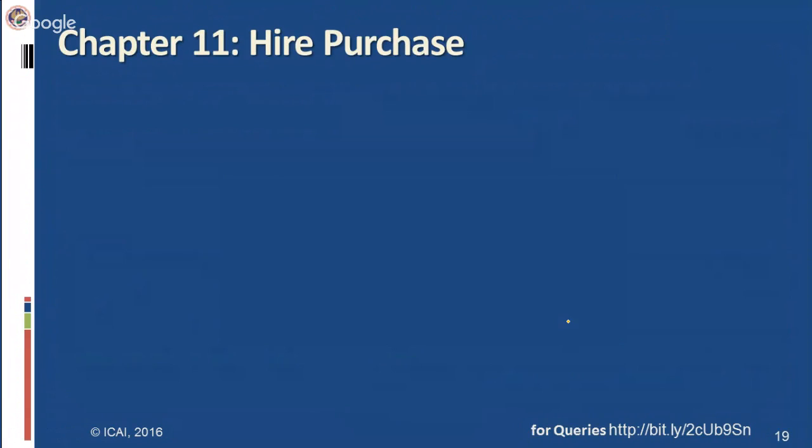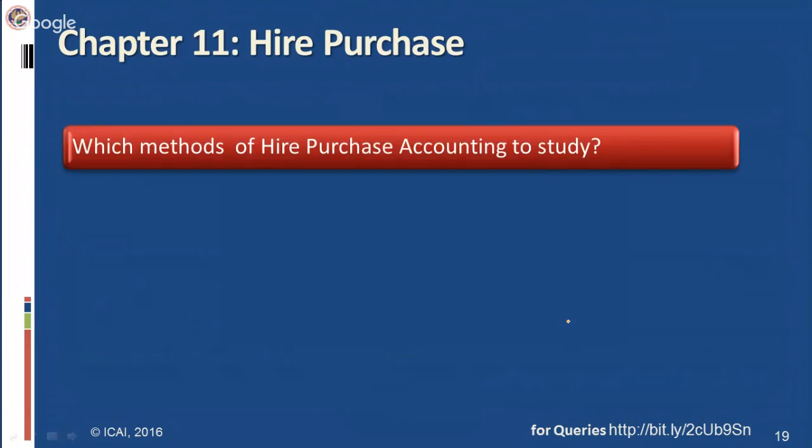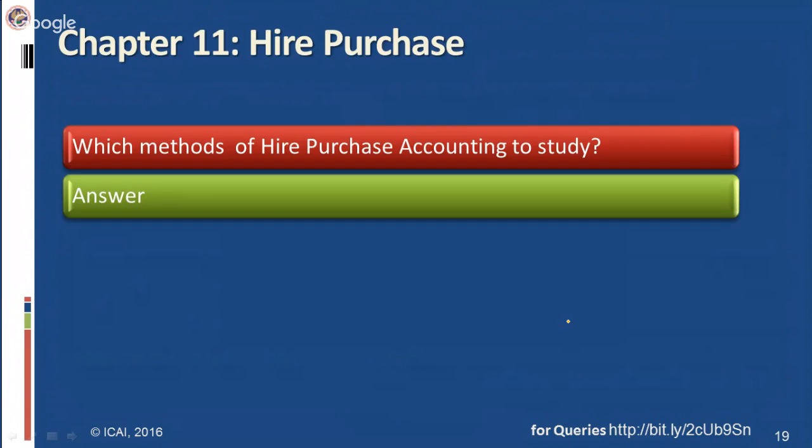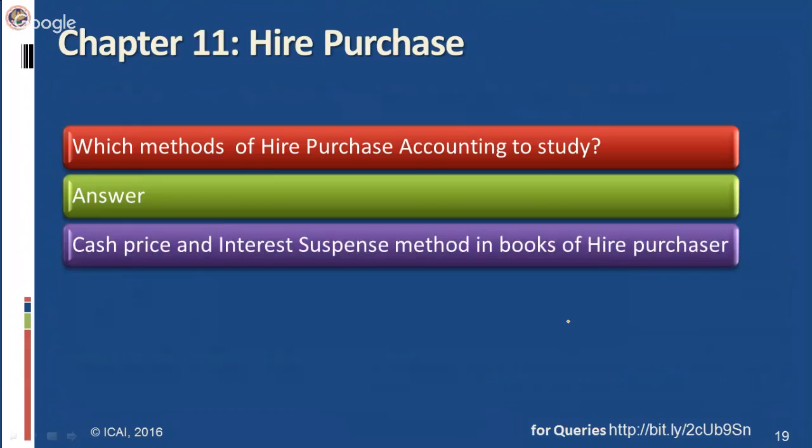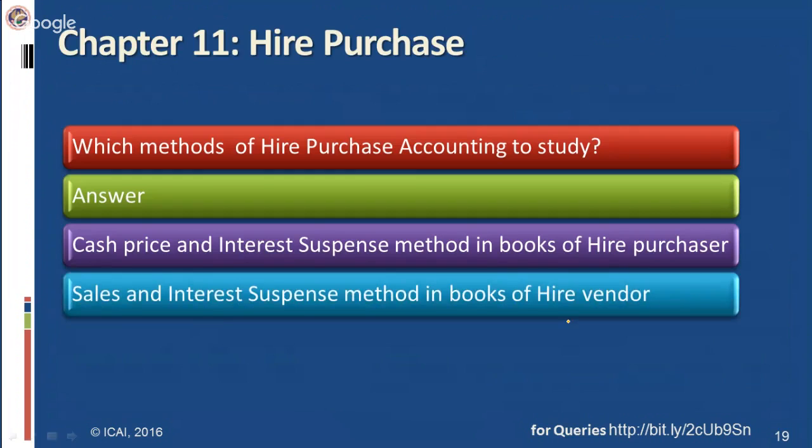Chapter 11, hire purchase. In this chapter, there were two methods earlier: hire purchase trading account method and stock and debtors method. They have been removed from the syllabus. So right now, you are required to study only the cash price and interest expense methods, in the books of hire purchase. These are very simple methods. After removal of those two methods, the topic has become very small, and I think generally 4 to 6 marks come from this particular topic. It's a very small chapter.